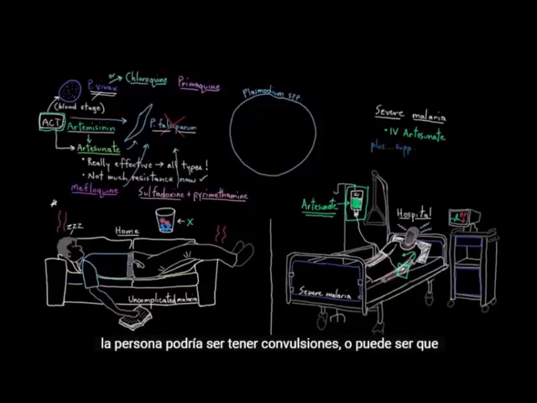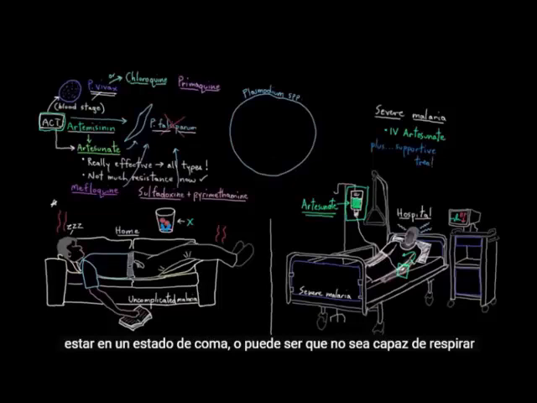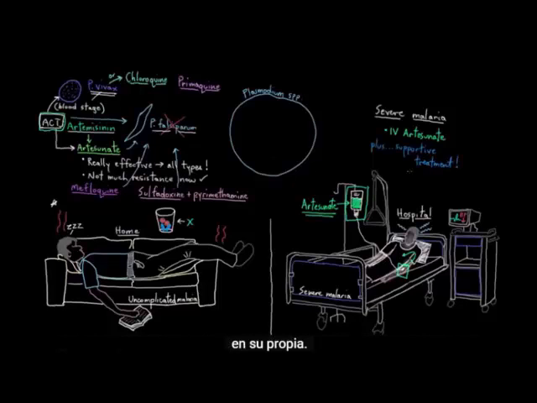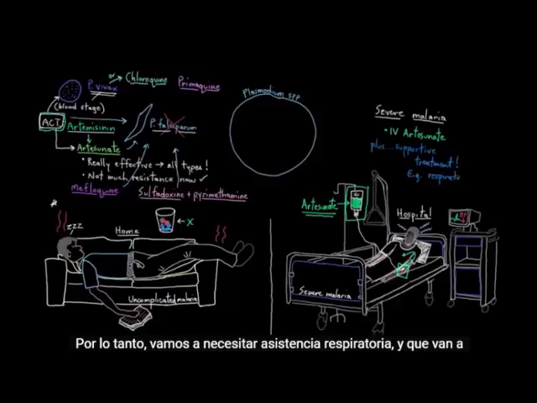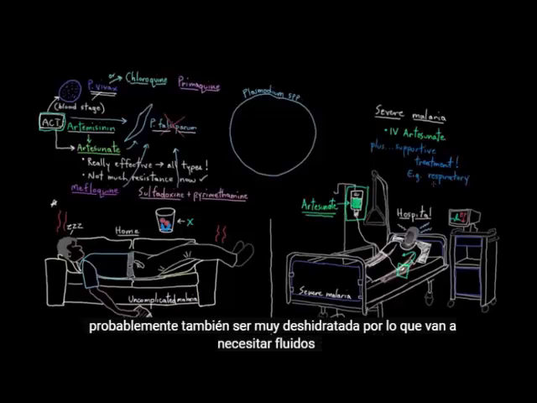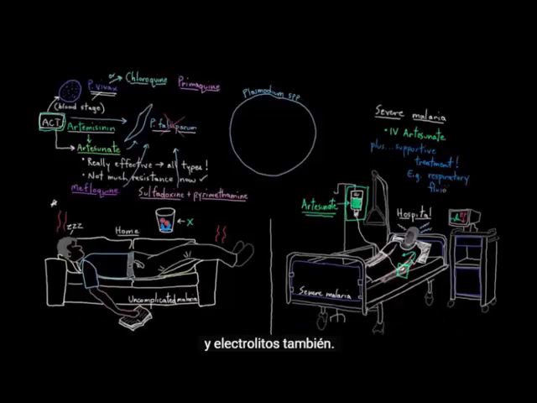Remember, in severe malaria, the person might be having seizures, or they might be in a coma, or they might not be able to breathe on their own. So they're going to need respiratory support. And they'll probably also be really dehydrated, so they'll need fluids and electrolytes as well.